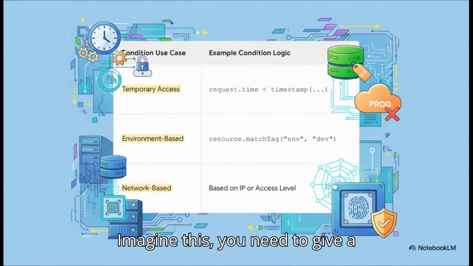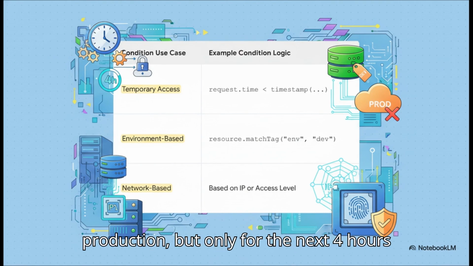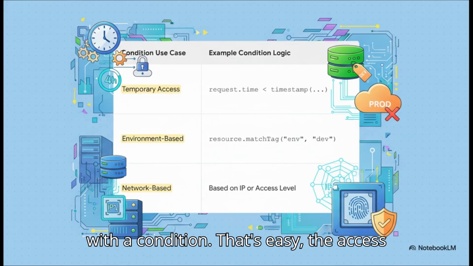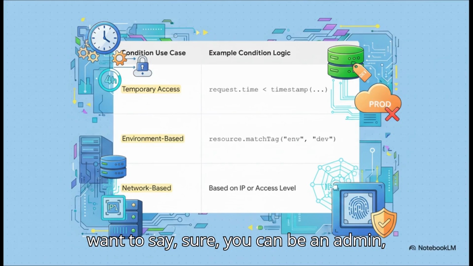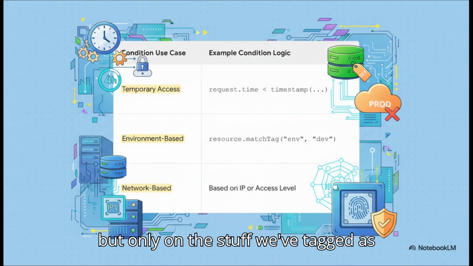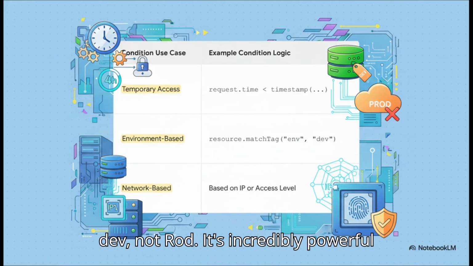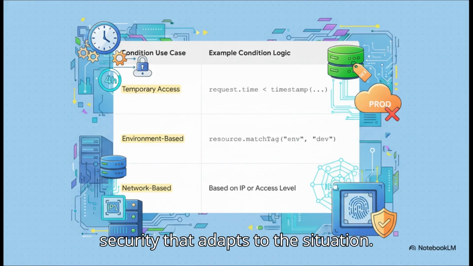Imagine this. You need to give a developer troubleshooting access to production, but only for the next 4 hours. With a condition? That's easy. The access just automatically expires. Or maybe you want to say, sure, you can be an admin, but only on the stuff we've tagged as dev, not prod. It's incredibly powerful security that adapts to the situation.